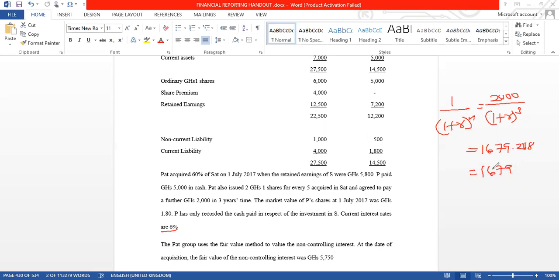But don't forget, you have to unwind each year. How do you do that? Unwinding first year: we are in 1,679 multiplied by 6%, and that one will give me, if I round it, something like 101. All right, so just take note of these. We will need them.